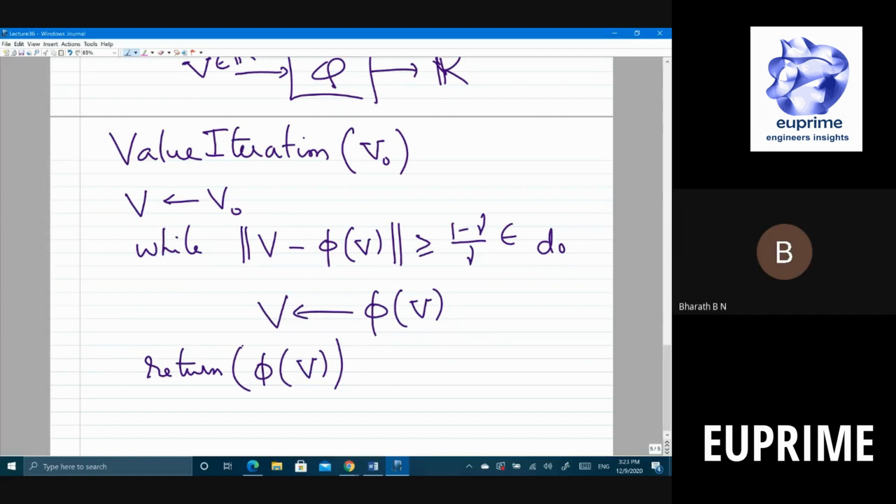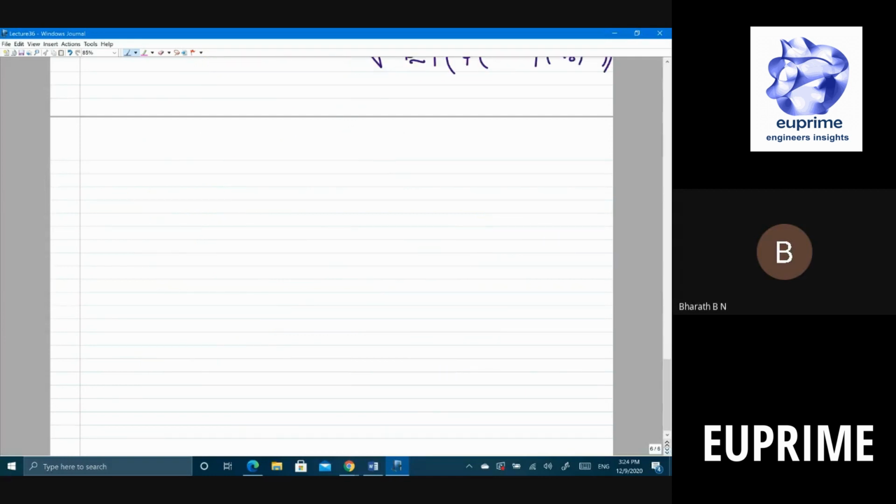All that I'm doing is phi of V, phi of V, phi of V, and so on, where V0 is the initial value. So essentially we are doing phi applied repeatedly to V0. We hope that this will be equal to V star. This is a hope, we don't know. So let's see whether that is true. This is the theorem that shows that this is indeed true.